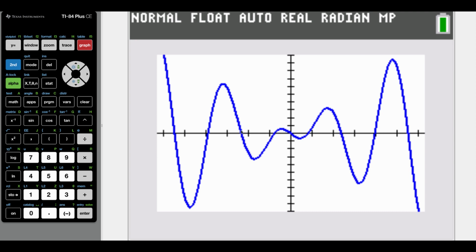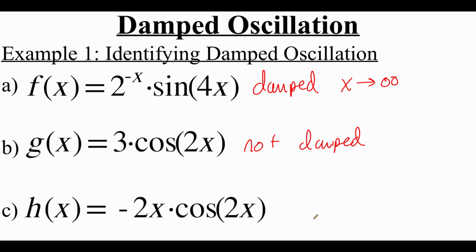We can see that our waves get small in the middle, and then they get larger as we move out to the right. So because the wave height is changing, yes, this one is damped. And it's as we get closer and closer to 0 from each side. So this one, the wave got smaller as we moved closer to the origin. So yes, this one is damped as x is approaching 0.